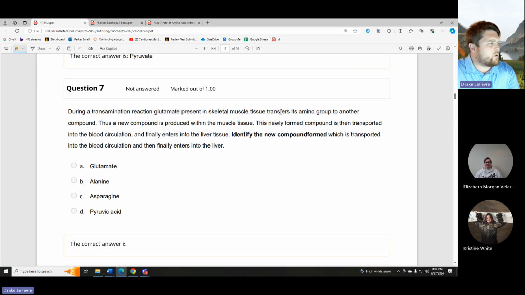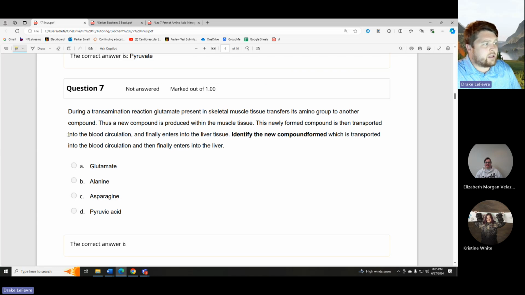This one probably has a lot of words, but idea-wise, it should be pretty simple. So during a transamination reaction, glutamate present in skeletal muscle tissue transfers an amino group to another compound. It transfers it to pyruvate, forming a new compound. This newly formed compound is then transported into the blood circulation.